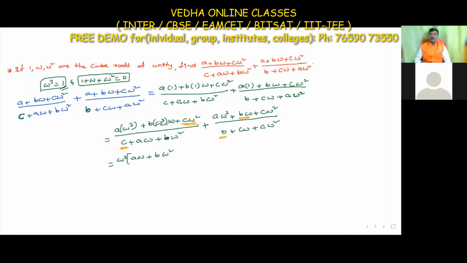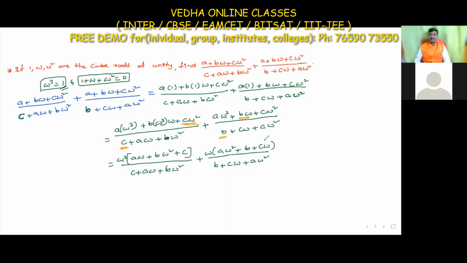So remaining omega power 4 total. Omega power 3, omega is omega power 4. So the remaining omega square inside and C omega square is common. So we get only C whole divided by C plus A omega plus B omega square, plus take the B omega common in this, A omega square and B and C omega, whole divided by B plus C omega plus A omega square.